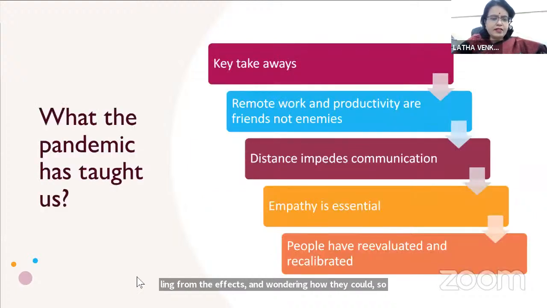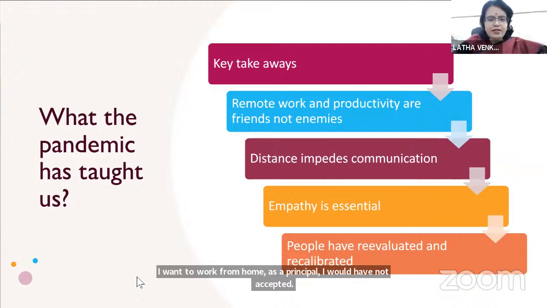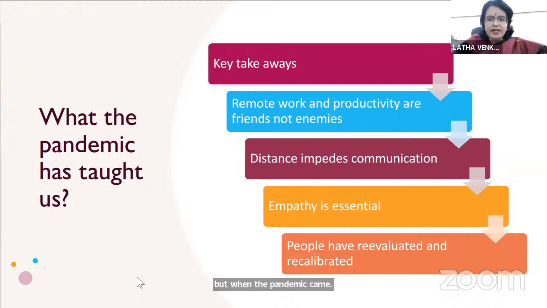And what has the pandemic taught us? There were some key takeaways. Remote work and productivity are friends and not enemies. Because if somebody had asked me, I want to work from home, as a principal, I would not have accepted. But when the pandemic came, we were able to accept if they wanted to work from home and connect online to complete their classes. So we started accepting remote working and productivity as our friends and not our enemies.